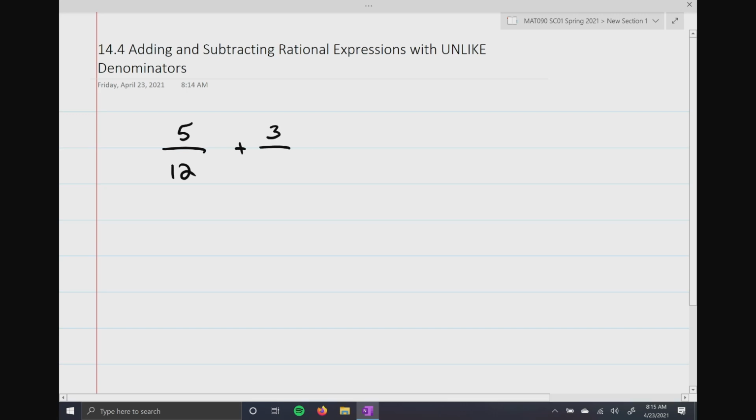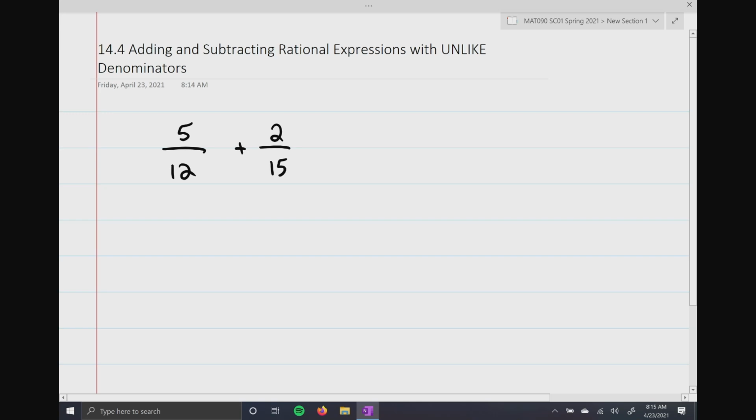Let's do 3 over, how about 2 over 15? Because I don't want them to reduce. All right. So a long time ago, you were asked to do a problem like this. And we said, okay, you need to find a common denominator. And there are all these different tips and tricks and all this stuff that I just absolutely hate.